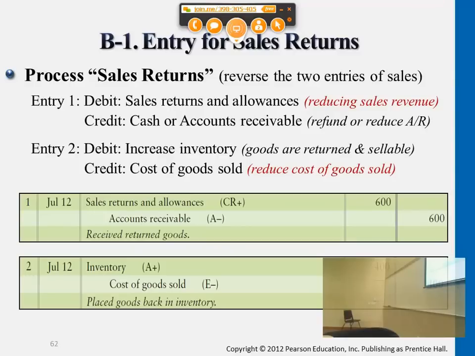Earlier we had sales transactions that look like this: accounts receivable, sales revenue. Earlier you had cost of goods sold debited, and then inventory. This was the case for sales. For sales returns and allowances, you see that accounts receivable is being reduced by $600, assuming that the customer is now shipping back the goods to you that were worth $600. And you have sales returns and allowances, a contra revenue account, listed at $600 here.